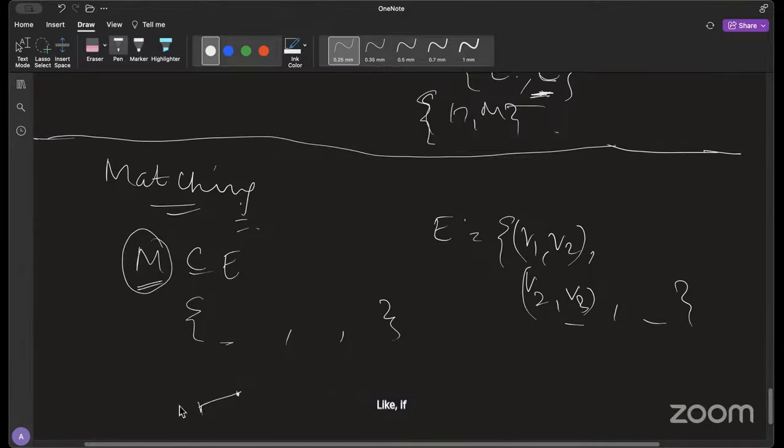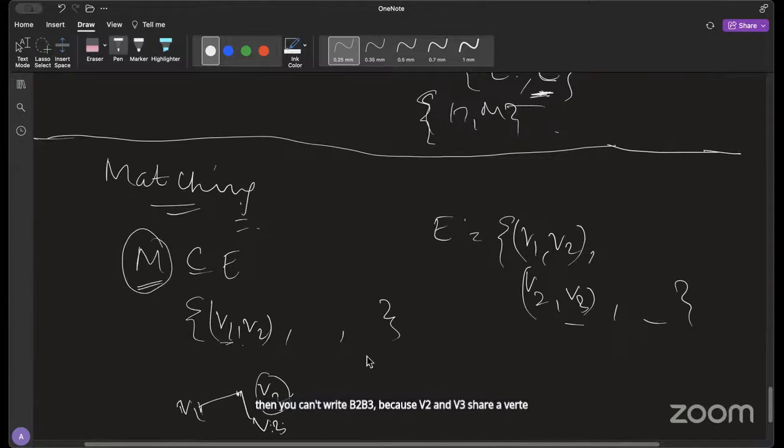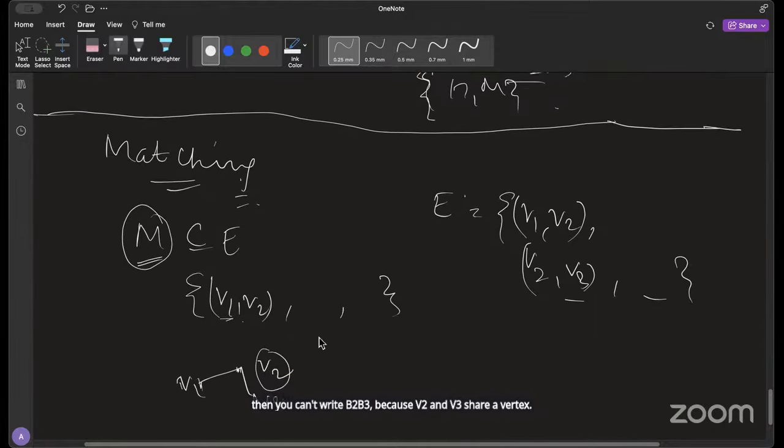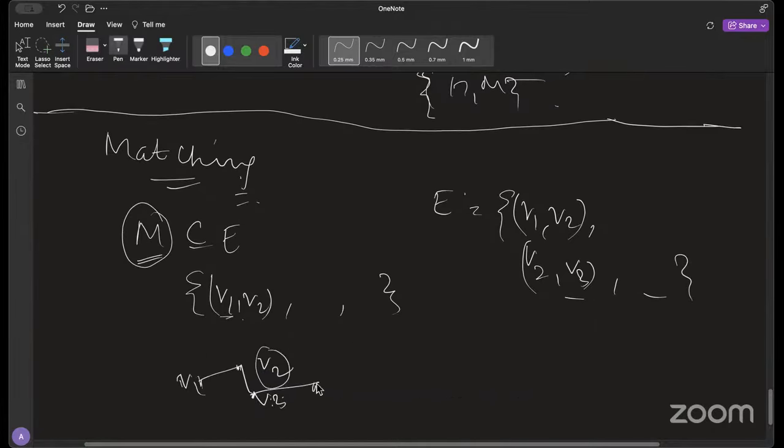Like if you have V1, V2, V3, and if you've written V1, V2 here, then you can't write V2, V3 because V2 and V3 share a vertex. And if you have V3 to V4, then you can write V3, V4 here. That's fine.